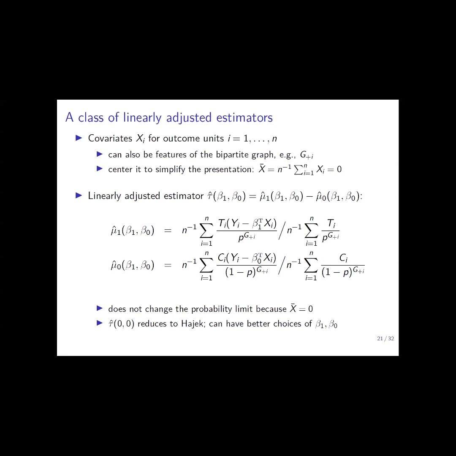Consider the linearly adjusted estimator mu1, mu0. It's a simple modification: just subtract a linear combination of x in the estimator. Then you don't change anything, because x has mean 0. The term you add in has mean 0, so you don't change the mean. That's why we center the covariates, for this simple reason. And if you choose beta to be 0, you have the Hayek estimator. This means you can have a better choice of beta 1 and beta 0. There are other choices of beta 1, beta 0 that make the variance smaller.